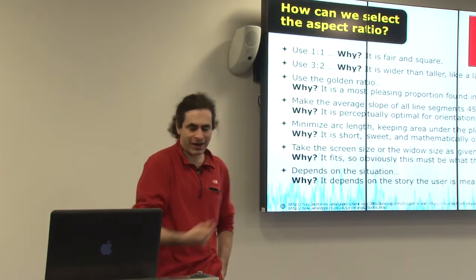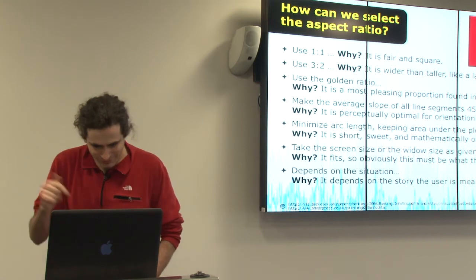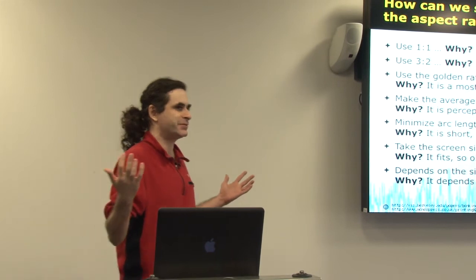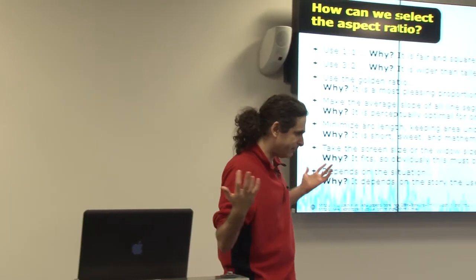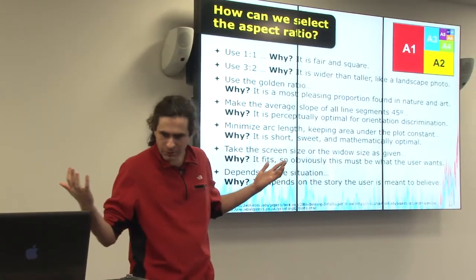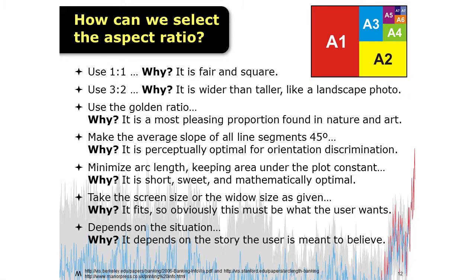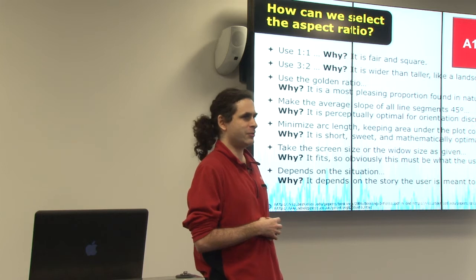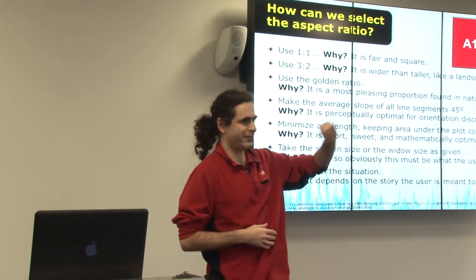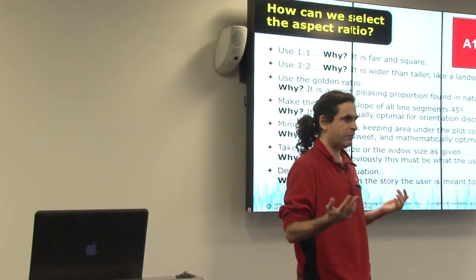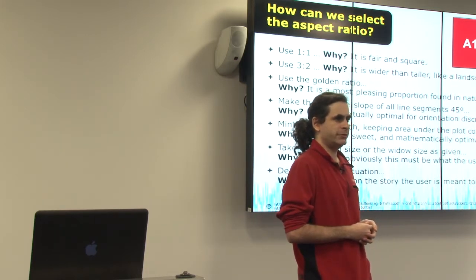Okay, so we're all software developers here. Me too, by the way. Let's just take the screen size or the window size as given. After all, an iPhone can't be wrong, and besides, it fits. So obviously, that must be what the user wants. Anybody believe that this is the right way to decide on the aspect ratio of the most important graph in the world? One person does.